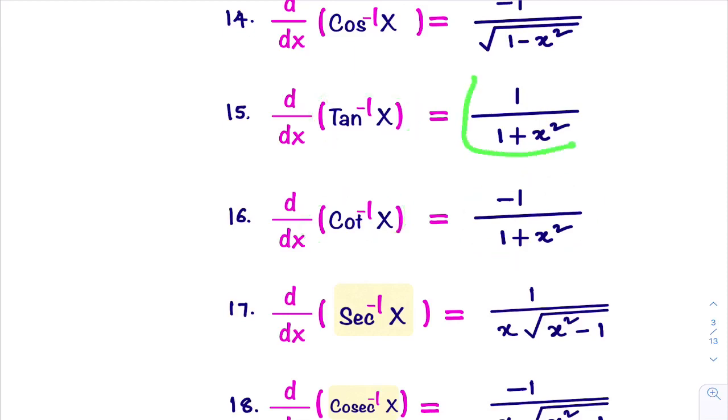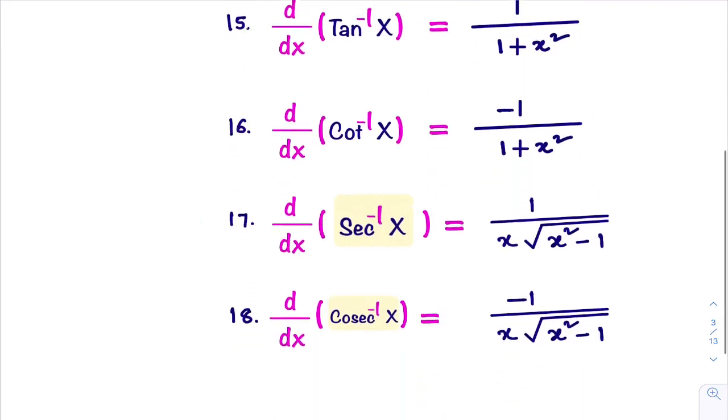You observe these two things. What is the difference? Minus is the difference. So if you learn this, then you can write it very easily. Derivative of tan inverse x is 1 by 1 plus x square. Derivative of cot inverse x is minus 1 divided by 1 plus x square.